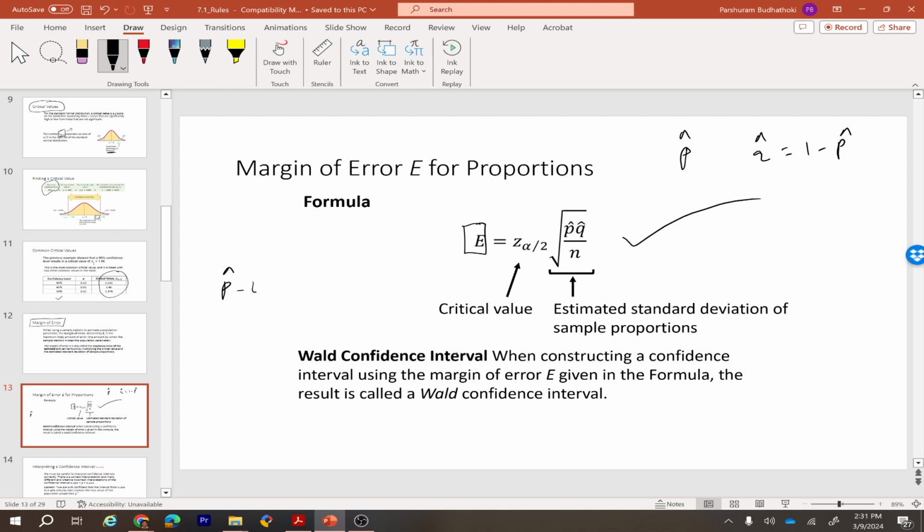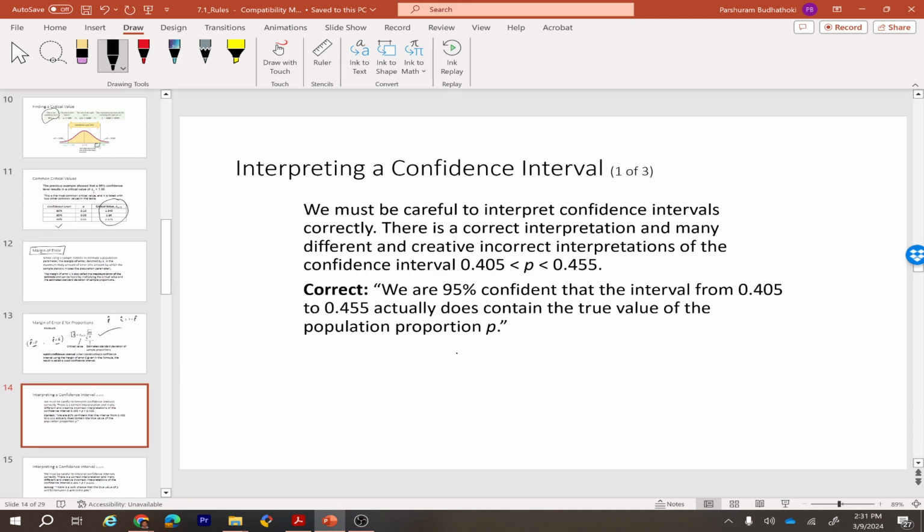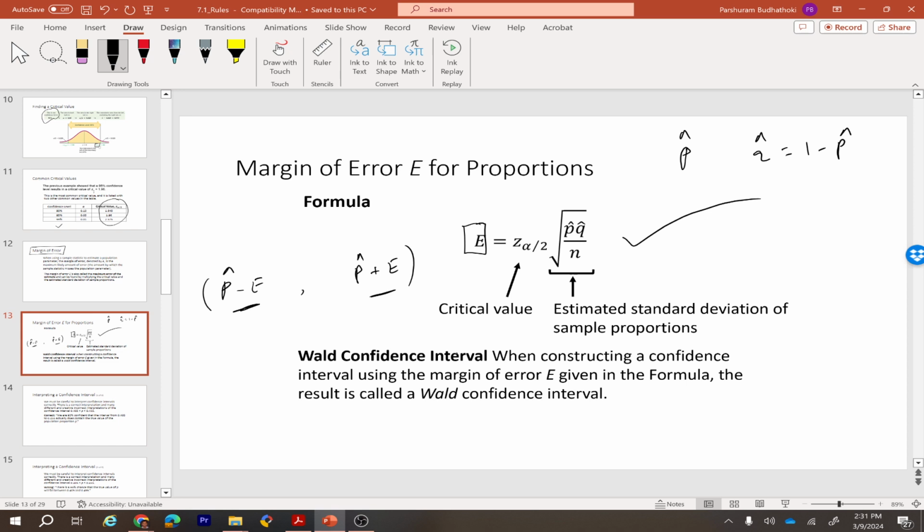If you subtract the margin of error from the sample proportion, or add the margin of error to the sample proportion, you can create an interval from this point to this point. This interval is called the Wald confidence interval. So one more time, how do you calculate that? You need to find the margin of error, and then this is your sample proportion. So the actual population proportion can range between this value and this value. That's called the Wald confidence interval.